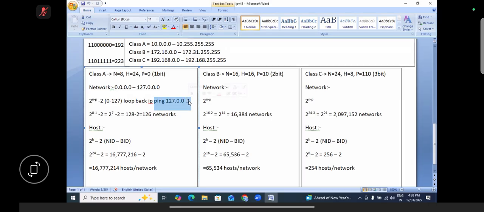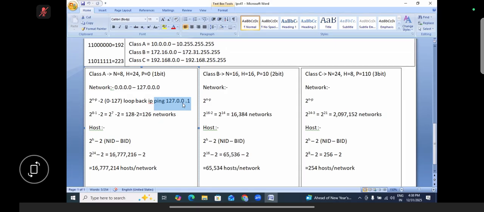Ping space 127.0.0.1. If you're getting the reply from this IP address, it means your NIC card is working properly. Then you can send and you can receive the data. Inbound and outbound traffic will happen if your NIC card is working properly, right? If you're not getting the reply, then there is a problem with the NIC card. You need to replace it with another NIC card.